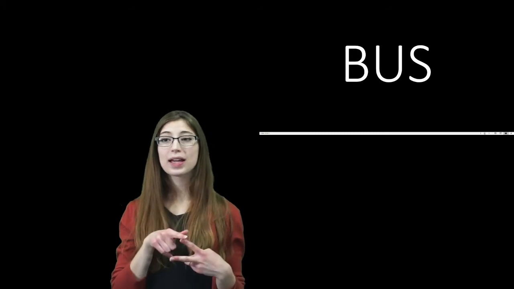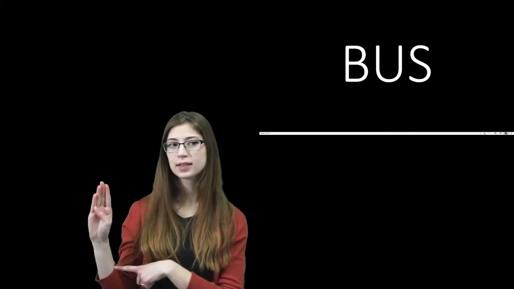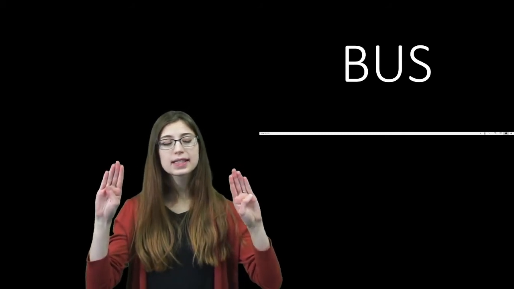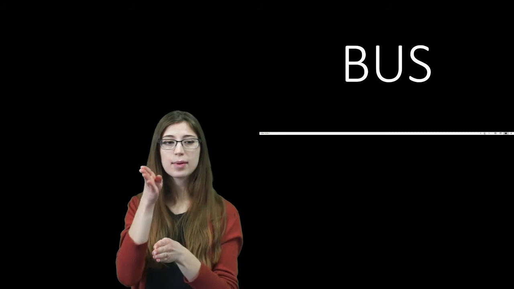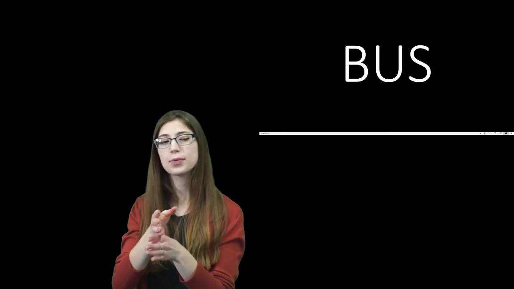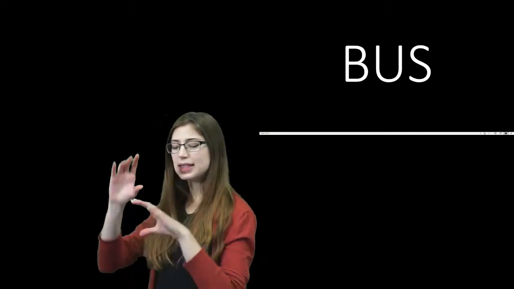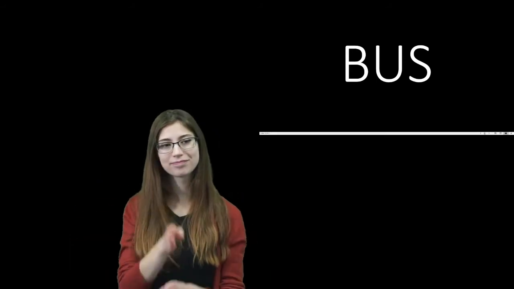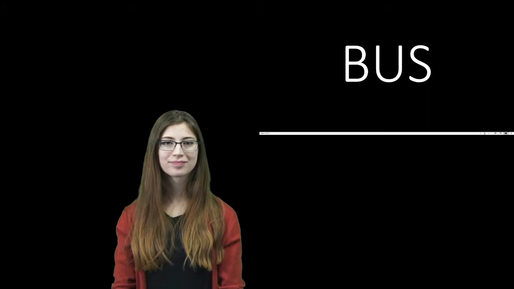Bus. Two signs for this also. You can fingerspell B-U-S. It kind of moves in a little bit of a circle. Bus. Or you can sign with two B hand shapes, non-dominant hand on the bottom, and your dominant hand is just going to tap on top twice. I like to think of one of those double-decker buses. Bus.